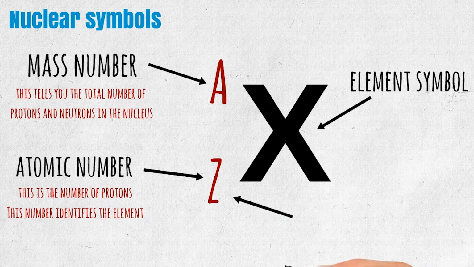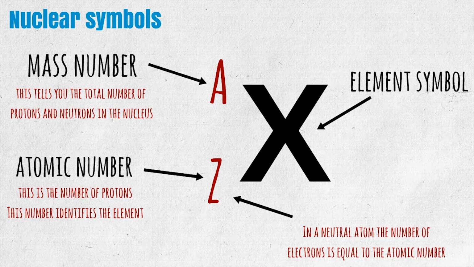In a neutral atom, the number of protons and electrons is the same, so the atomic number also tells us the number of electrons present.